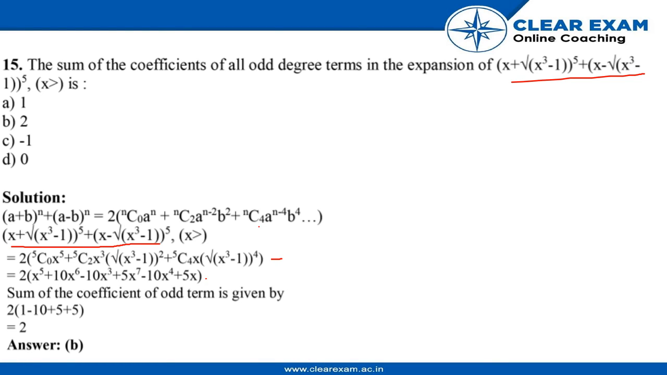And here we can see the sum of all the coefficients of the odd degree terms, the powers 5, 7 and 3, and so on. We're going to find that it is 2 into (1 − 10 + 5 + 5), that is equal to 2, and therefore we're going to state that the answer is 2. Thank you everyone.